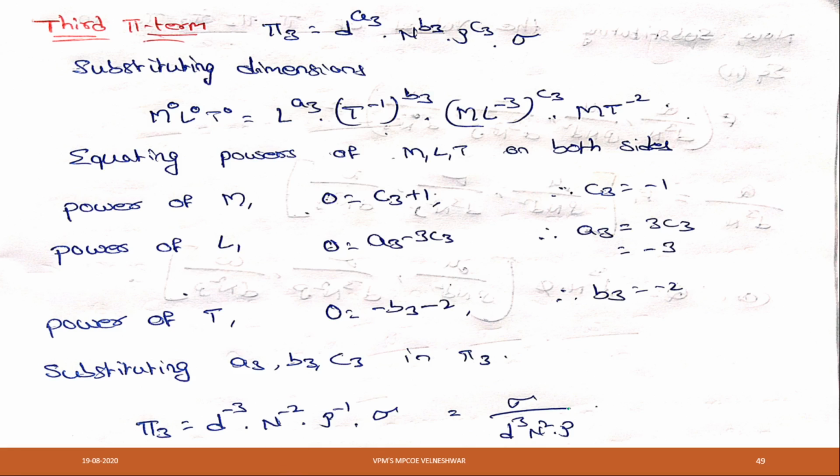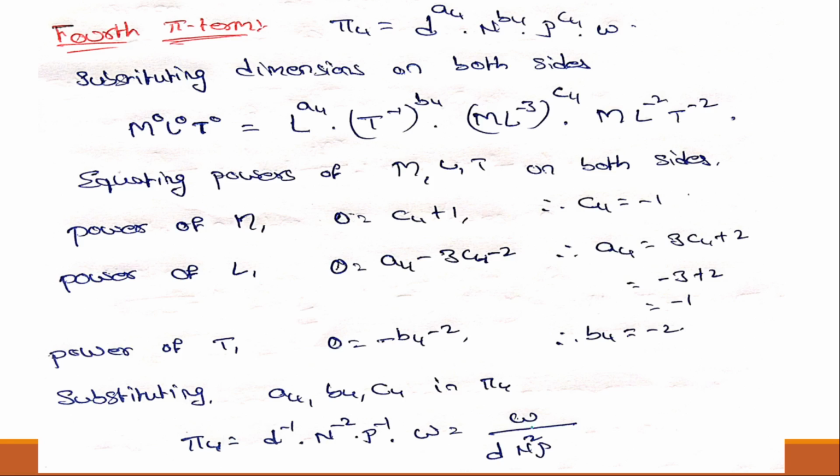For pi 3 the procedure is the same, only the values will change. Here the sigma value will be changed, and if the value is changing, the dimension also will be changed. Substitute the values and find out a3, b3, c3. Then I get the pi 3 value as sigma divided by D cube N square rho. Similarly, the fourth term is W divided by D N square rho. Now next step, what do we have to do?